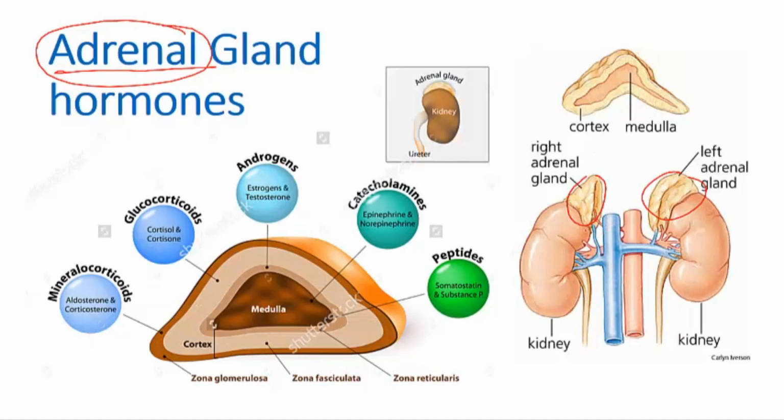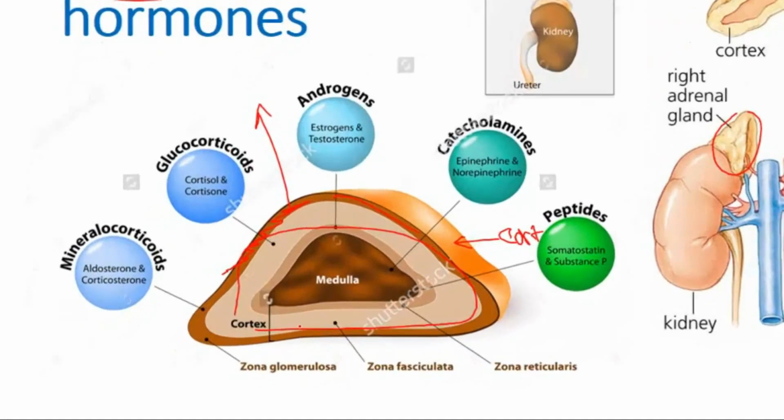These are small paired glands, kind of like a hat over the kidney. Each is composed of an outer epithelial cortex, which is the outermost layer, and an inner neuronal medulla region. This cortex, the outermost region, secretes three classes of steroid hormones. So the hormones they secrete are steroid type. This is the whole cortex area that we are looking at.